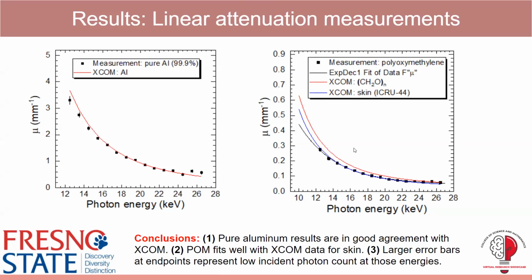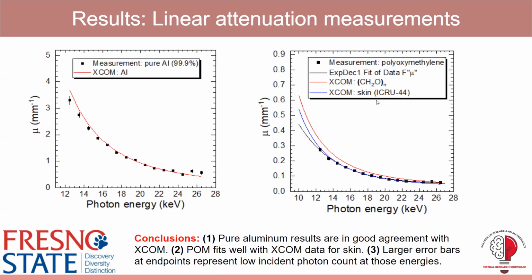And so finally, we have our results. Here we have plotted the linear attenuation coefficient on the y-axis in inverse millimeters. On the x-axis, we have our photon energy in keV. The first plot is for a sample of pure aluminum, which we don't use as a soft tissue phantom, but we use it more for quality control. We see that it matches the XCOM data very well, so that is great.